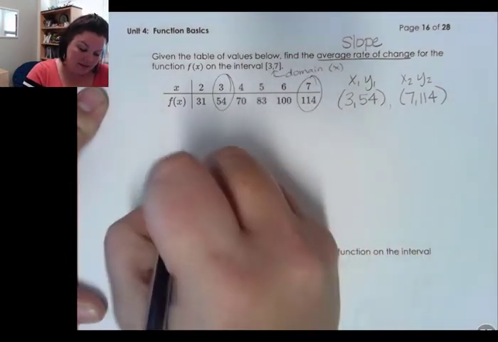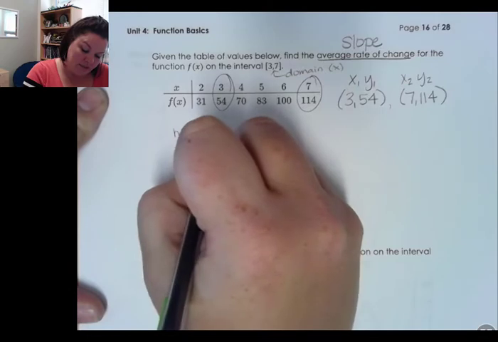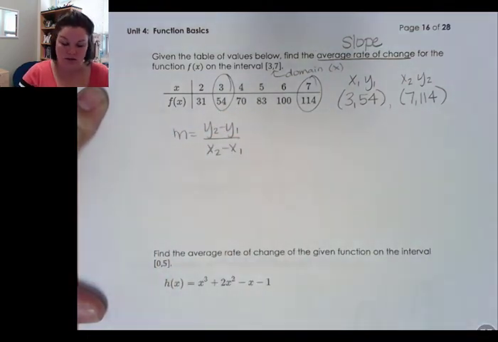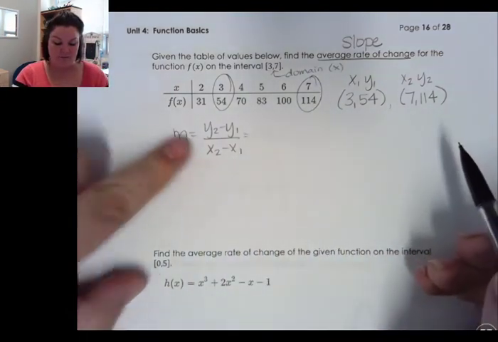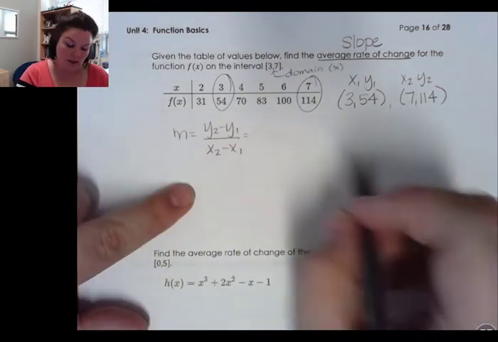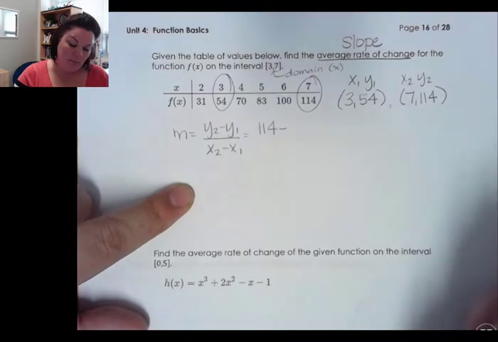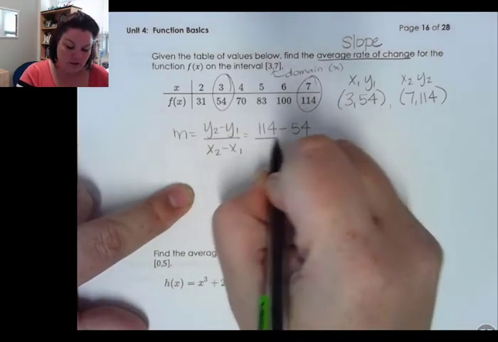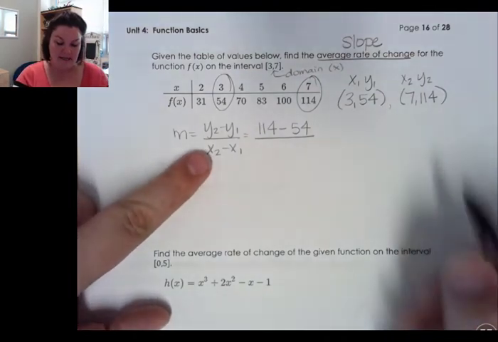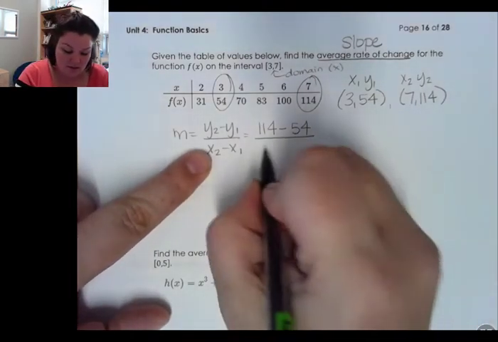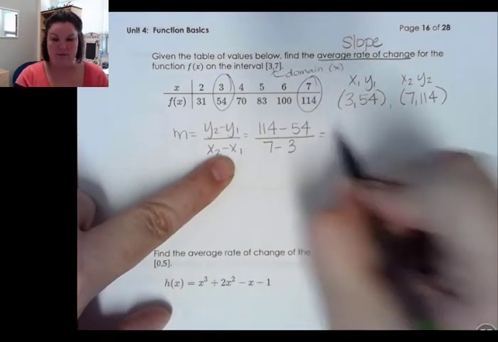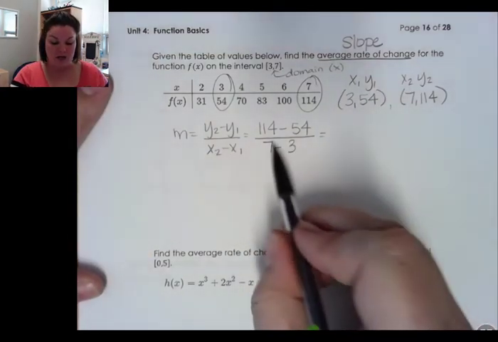So I just plug in my slope formula, which is y2 minus y1 divided by x2 minus x1, and I plug in my values. So my second y value is 114 minus my first y value, which is 54, and we're dividing that by my second x value, which is 7, minus my first x value, which is 3. Okay, so we just simplify.